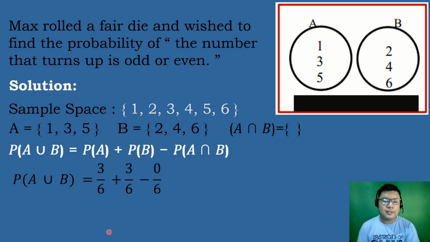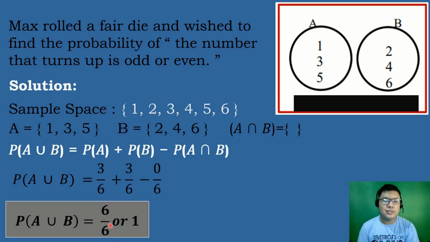This is an example of similar fractions. So we will just copy the denominator, 6, and then add the numerators, 3 plus 3, 6. 6 minus 0, 6. So we have 6 over 6, and dividing these two numbers, 6 divided by 6 is equal to 1. Therefore, the probability that the number that will turn up is odd or even is equal to 1, or 100%. Certain probability.